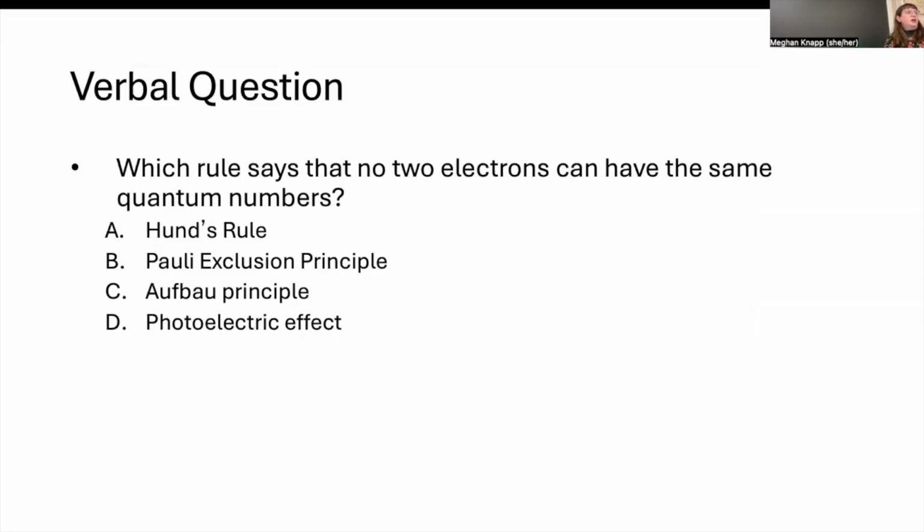So we've talked about a couple of rules now. Which is the one that says electrons have to have different quantum numbers, that no 2 electrons can have the same quantum number? That's Pauli. Yes. It's the exclusion one. So it is exclusive. No 2 things, right? That sounds exclusive. Okay.